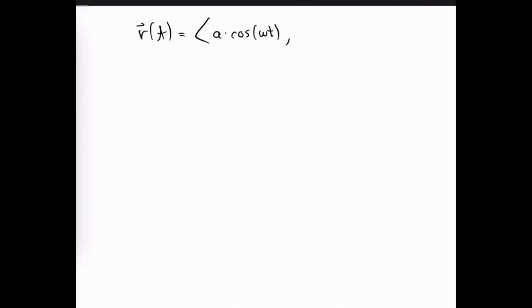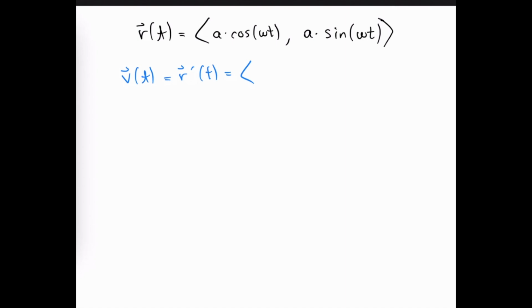Now I'm going to switch out of i-j notation and go into pointy bracket notation. To me, it feels a little less cluttered to use pointy brackets than i's and j's. So this is the given position vector function. So the first thing that we'll do is determine the velocity vector, which is the first derivative of the position vector. And in order to differentiate a vector function, we just differentiate each of the individual components.